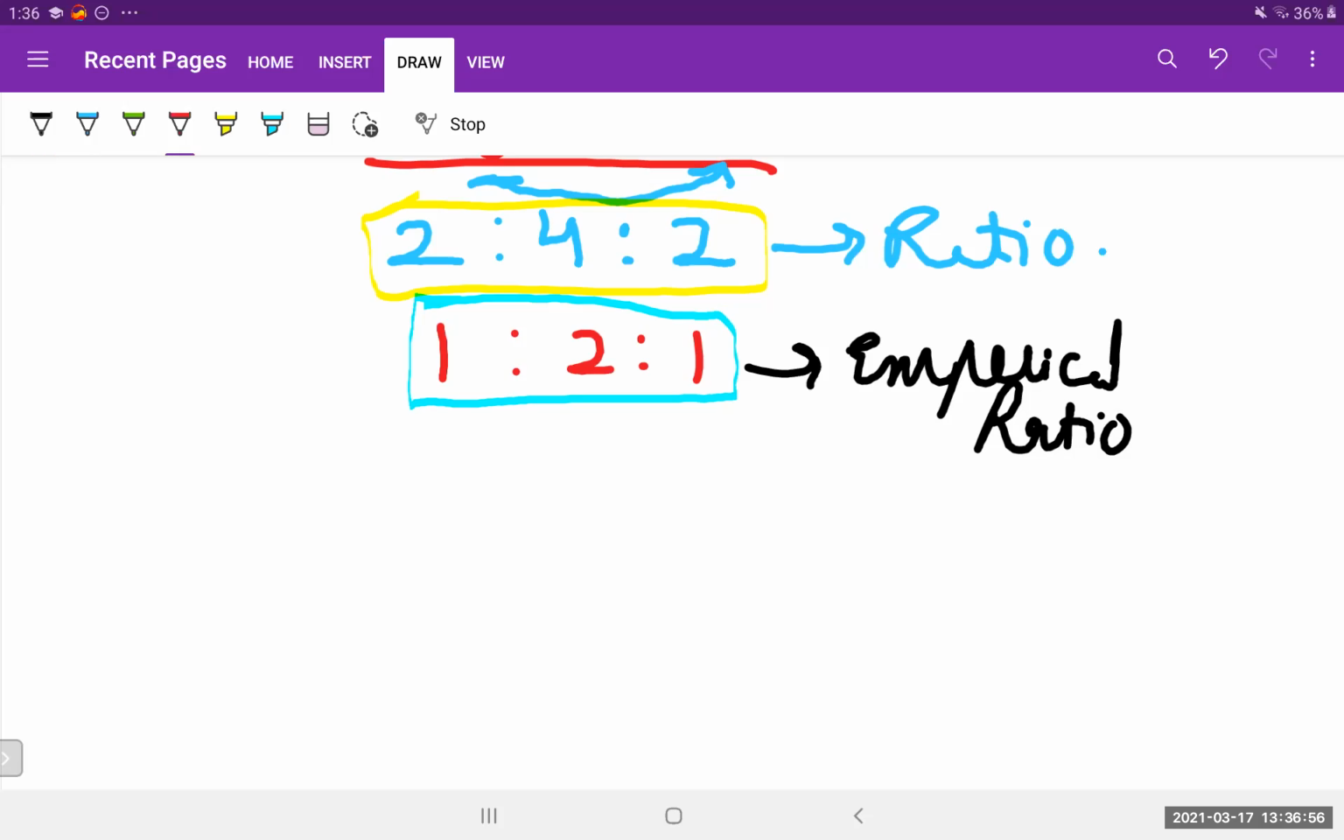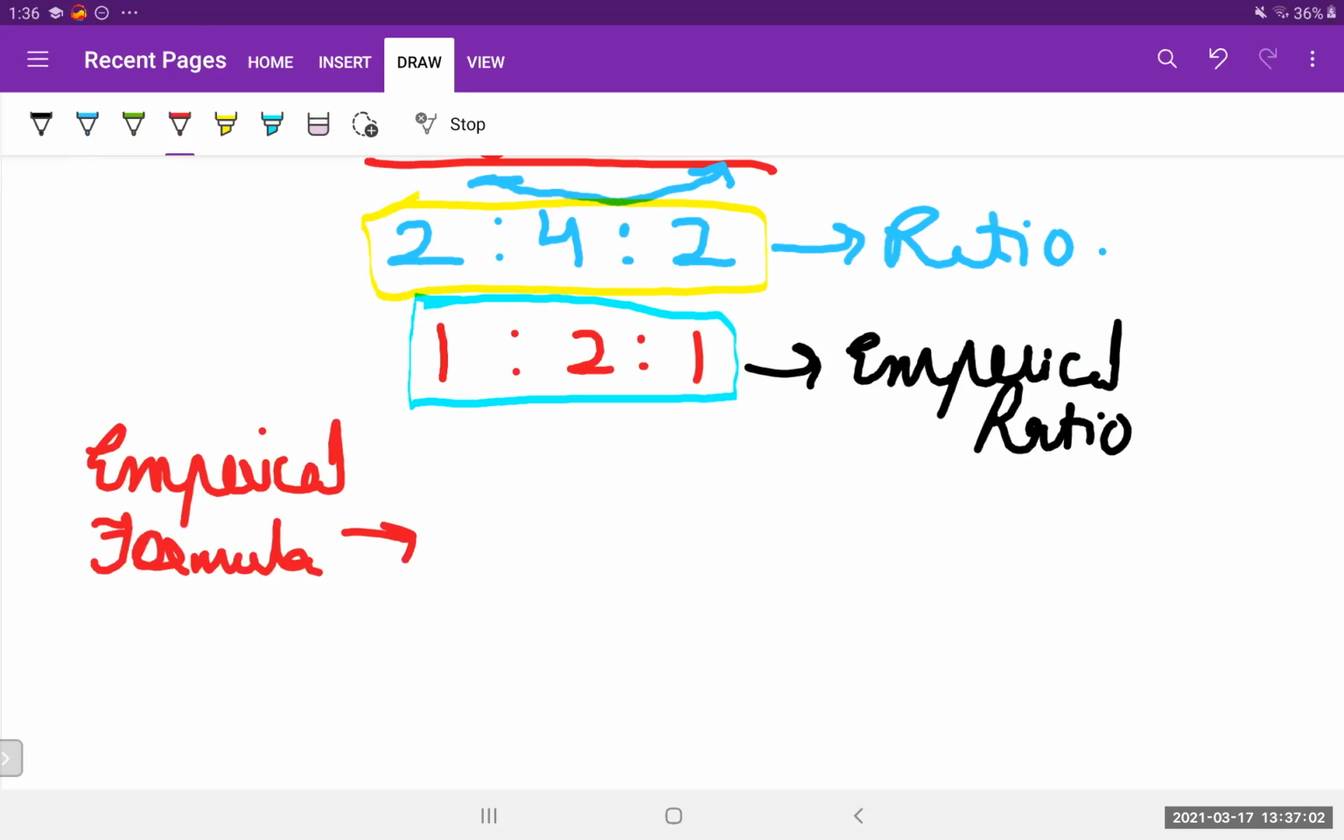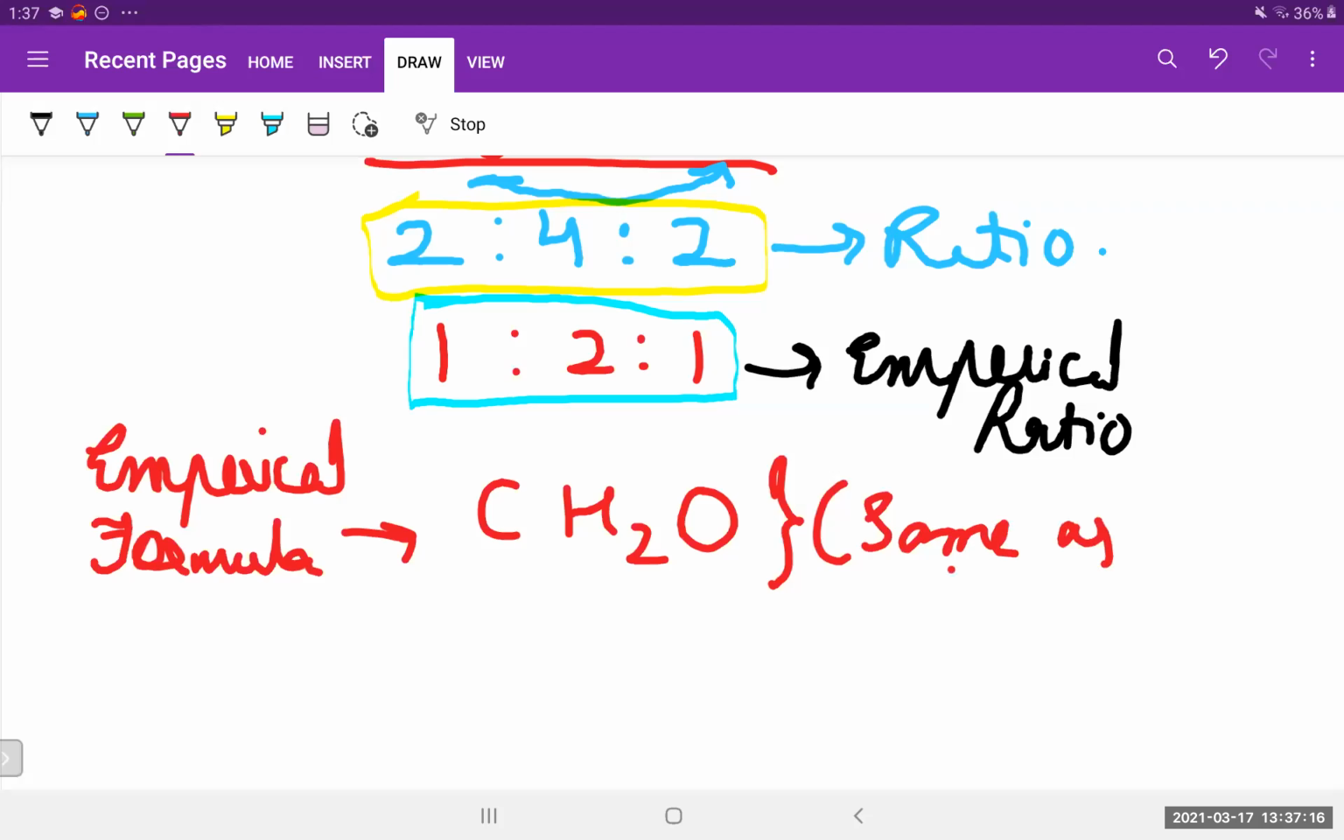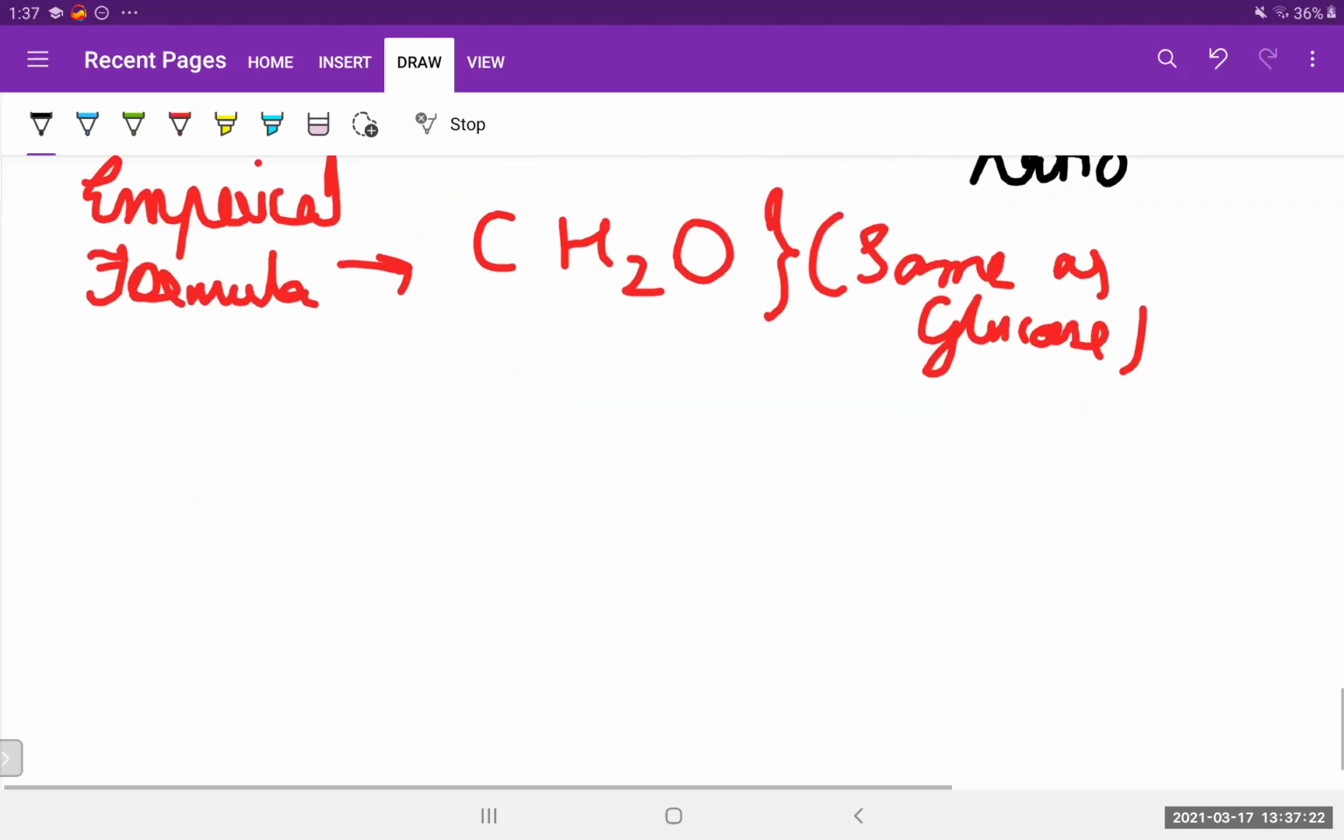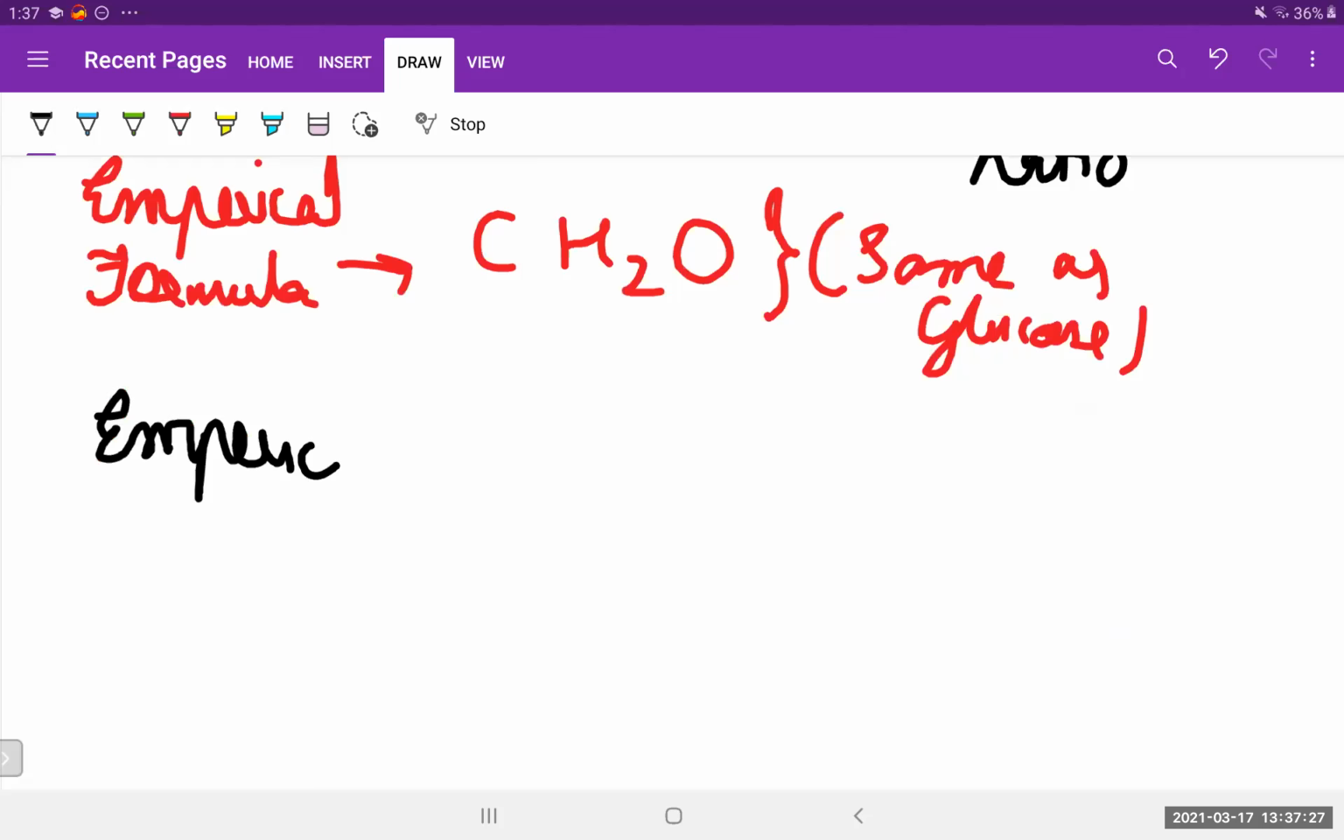What will be the empirical formula? The empirical formula will be C, only one C, 2H and one O, CH2O. Isn't it the same thing that we got in glucose? Yes, it is the same as glucose. Now you don't have to calculate in examinations unless it is asked. We will not calculate the mass, it is the same. Empirical mass will be the same as glucose. That will be 30.